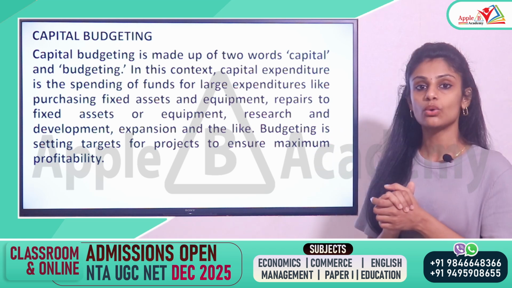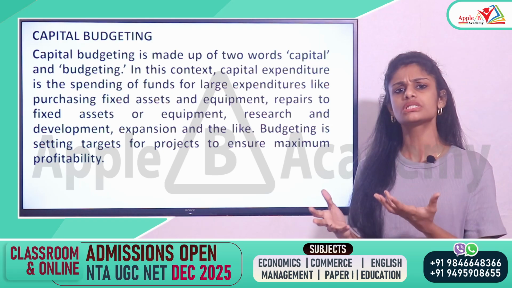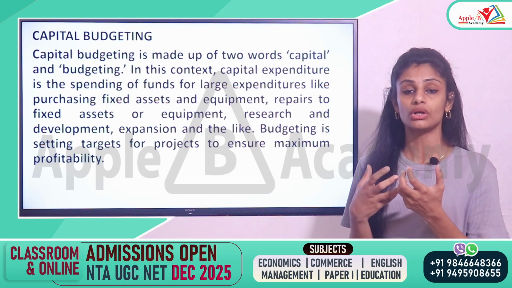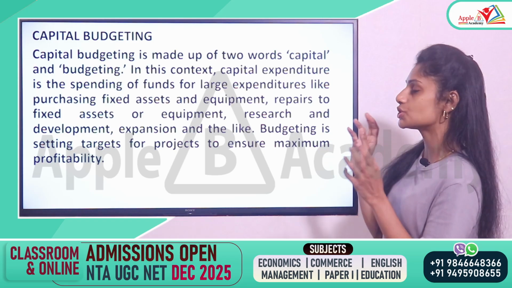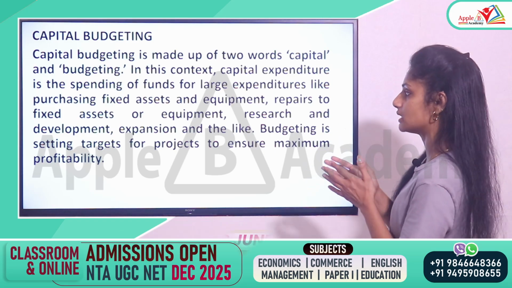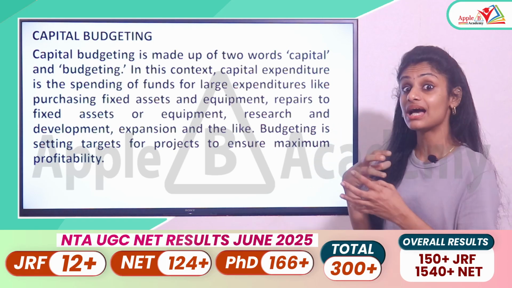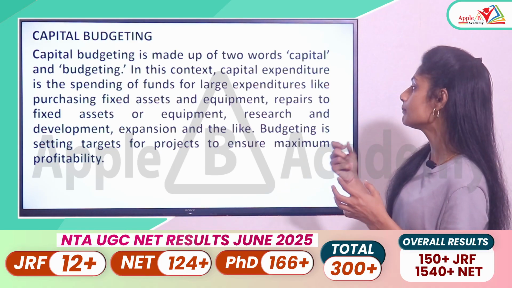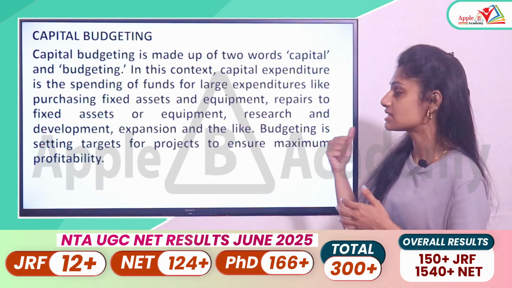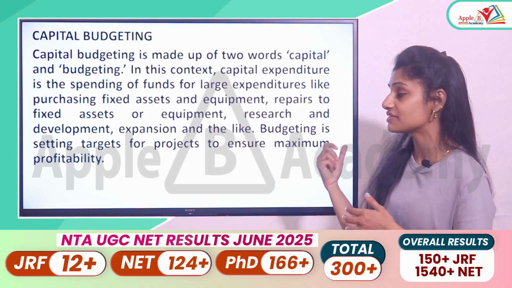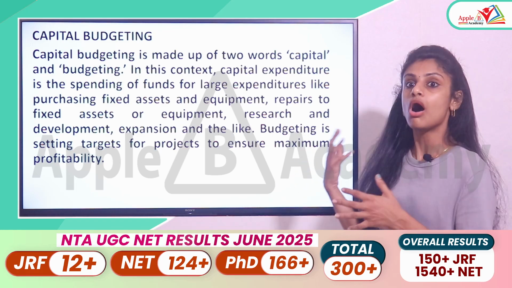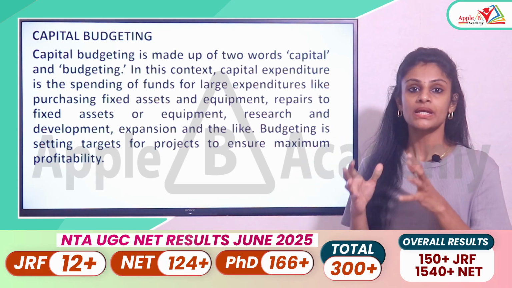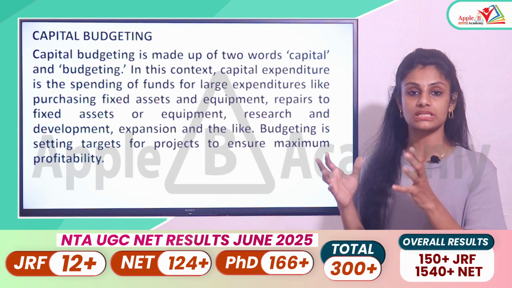First of all, as we know, capital budgeting is a long-term decision. We are taking a decision for a long-term period, and it is a combination of two words, capital and budgeting. It's about spending a large amount of expenditure. It can be for purchasing fixed assets or equipment, or repair of fixed assets or equipment, or research and development, expansion. For all these purposes, you can use this fund. That is what is called capital budgeting.